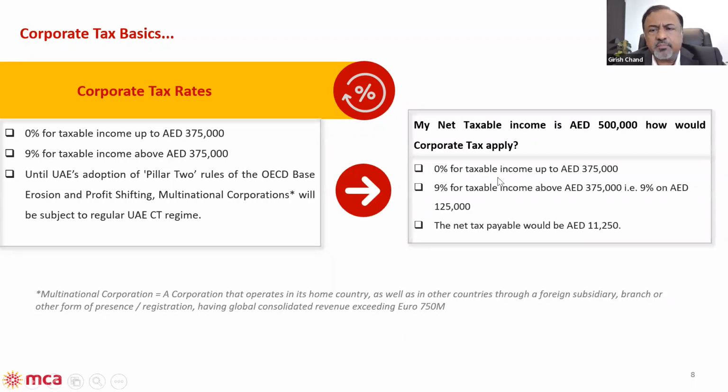Now we'll take an example where we have a net taxable income of 500,000. What would apply in such a case is that the first 375,000 would be taxed at 0%. The balance 125,000 would be taxed at 9%. So effectively, the net tax payable is 11,250.